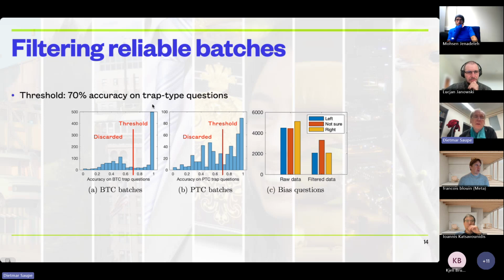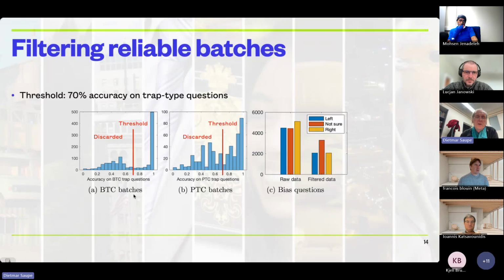And here you can see, okay, a lot of batches here were very good. They got almost an accuracy of 1. And then there was a big hump of the distribution here with a very low accuracy of 0.5. An accuracy of 0.5 can be obtained just by random clicking left or right, so this is like a random clicker here. Okay, and here's a picture for PTC. The PTC questions are a little harder because there's no boosting involved, and so the distribution is not as one-sided as over here on the left.